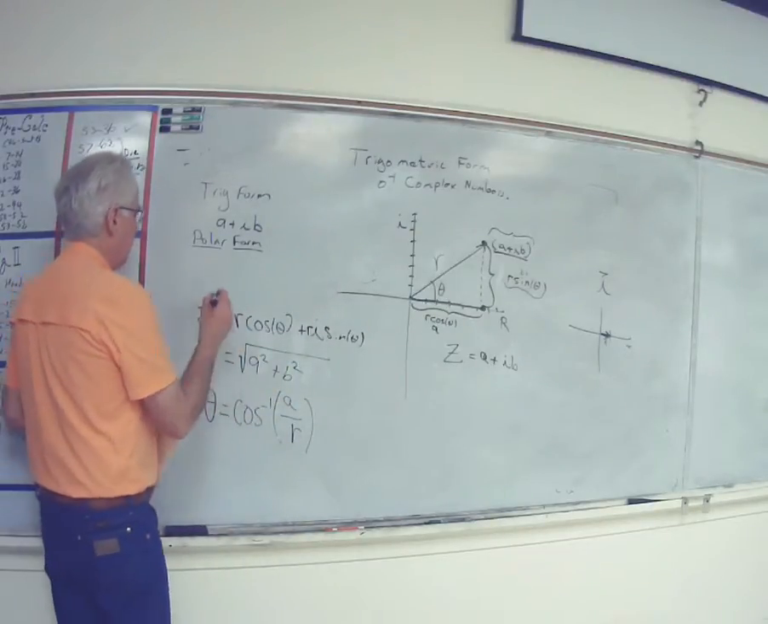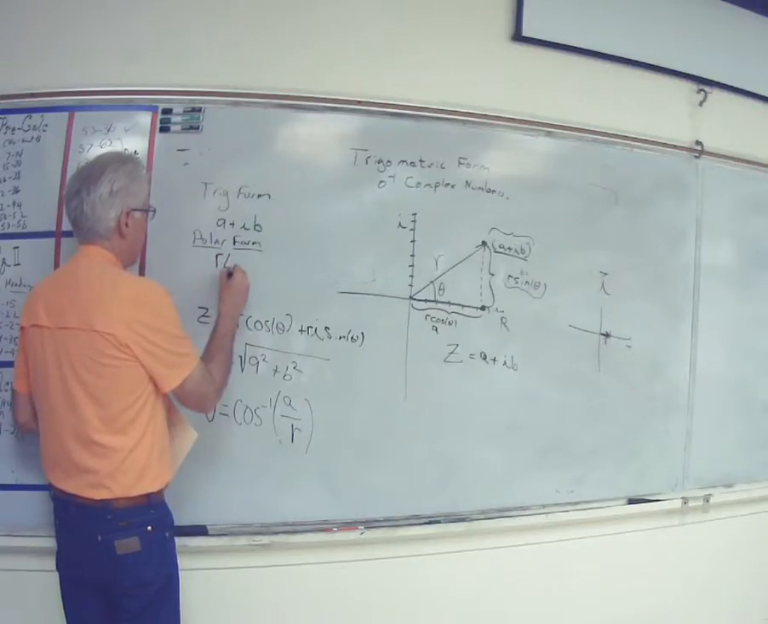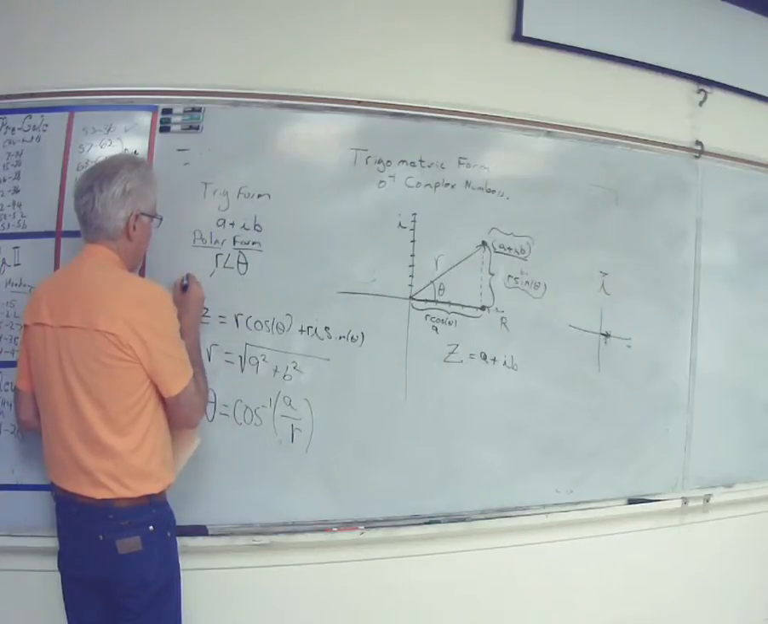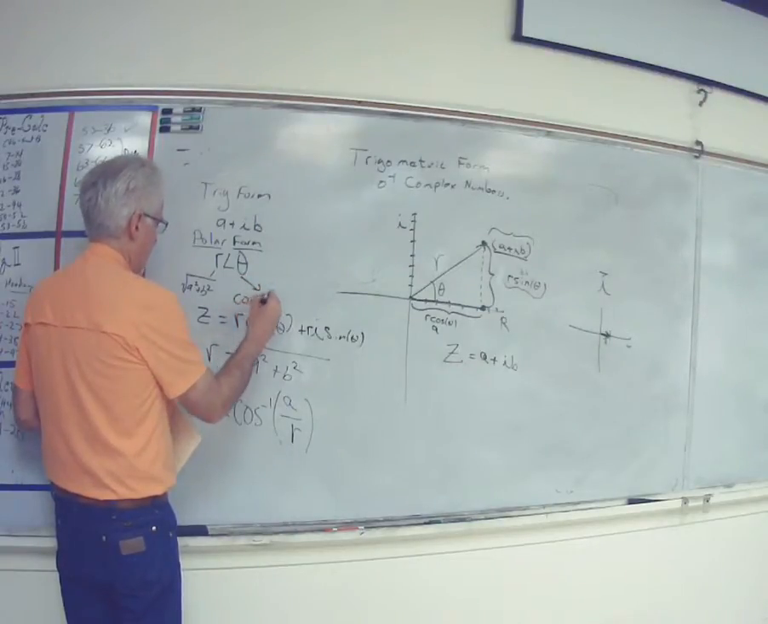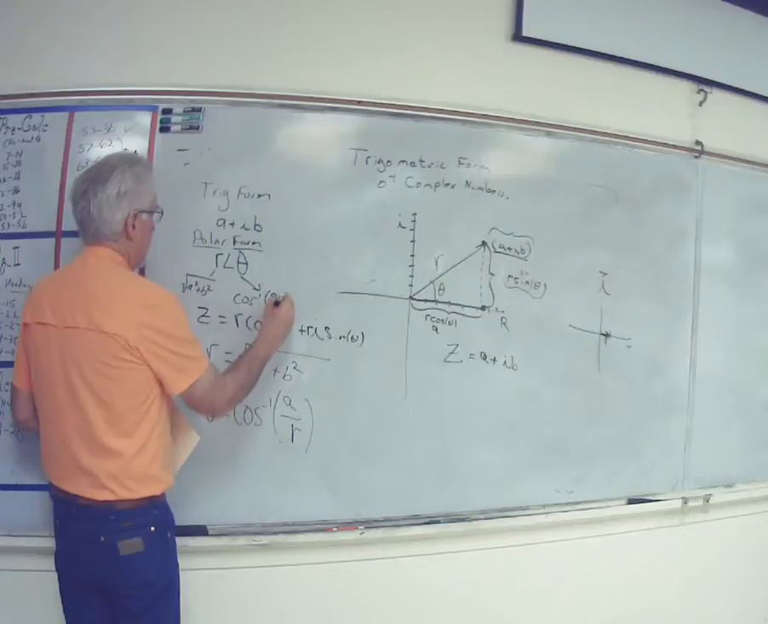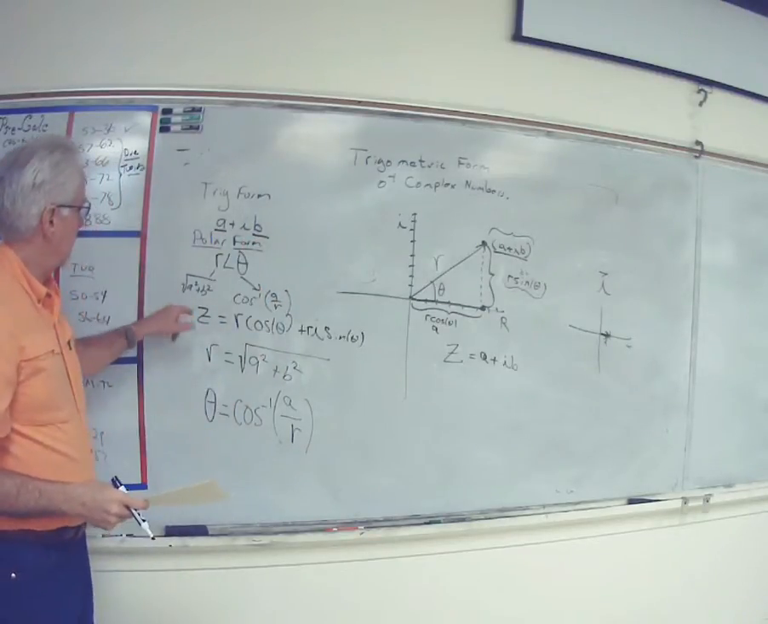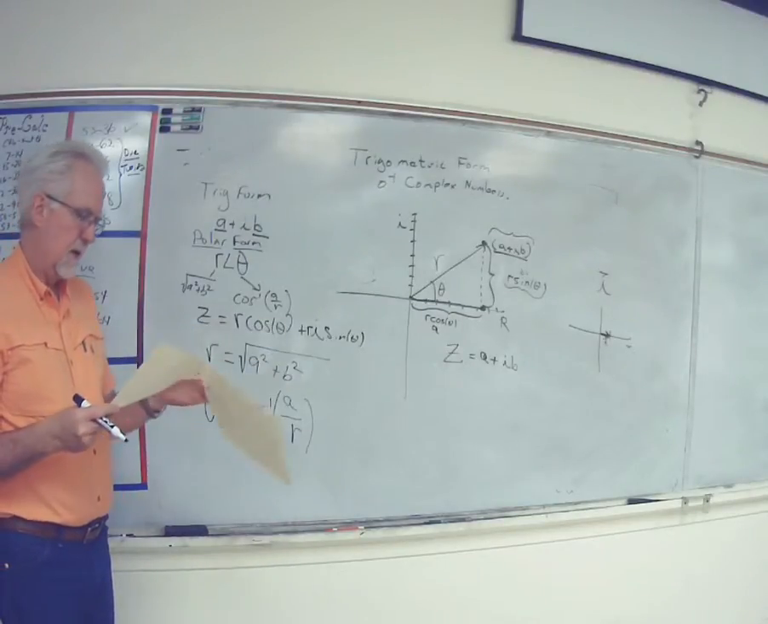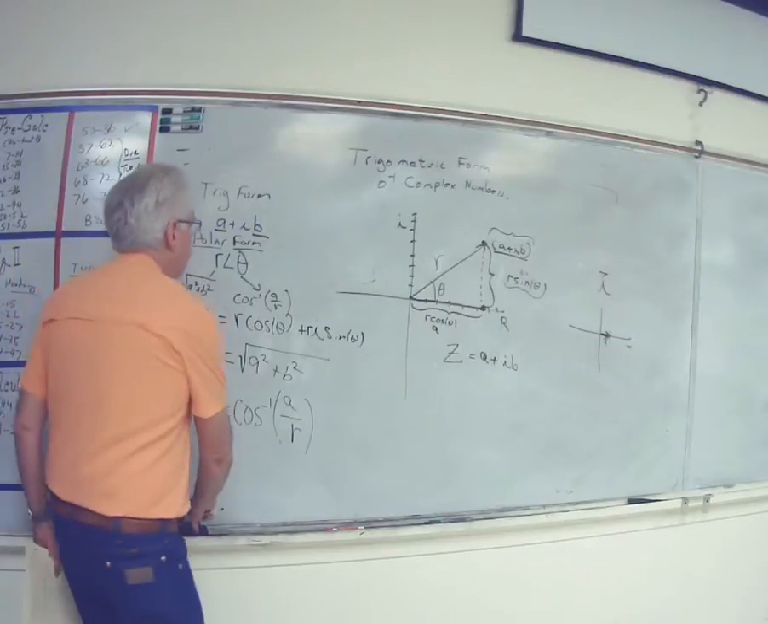And so what I end up with is some R at some angle theta, and that R is the square root of A squared plus B squared, and that angle is cosine inverse of A over R. So I have A and I have B, and look at this. I can put it in polar form. Does that make sense? Okay, are we doing good there? Okay, so let's work a problem.